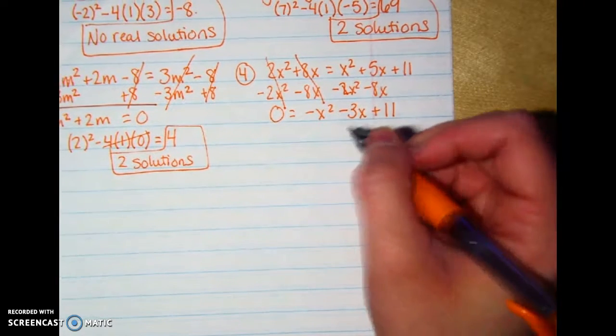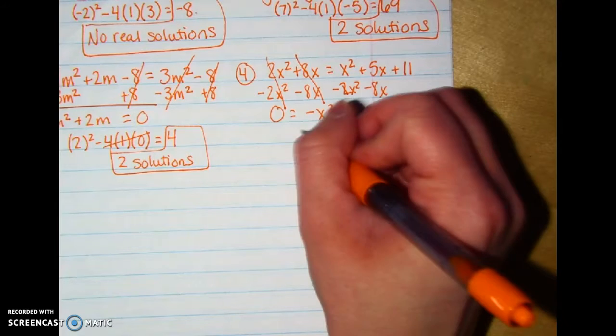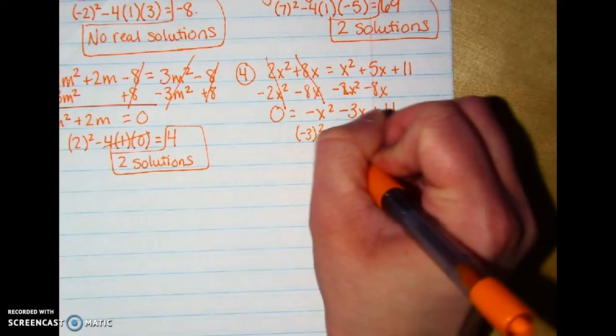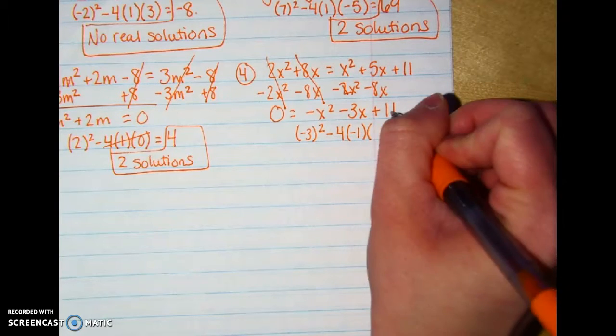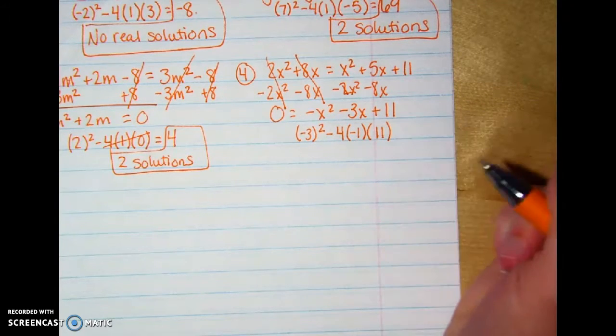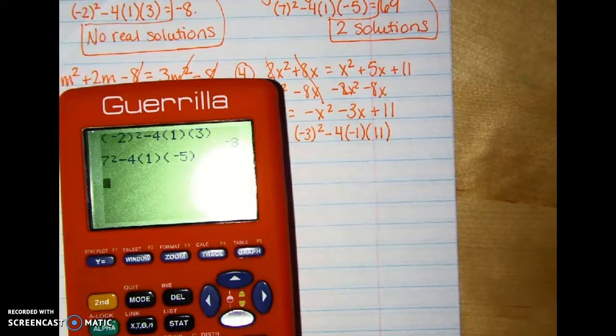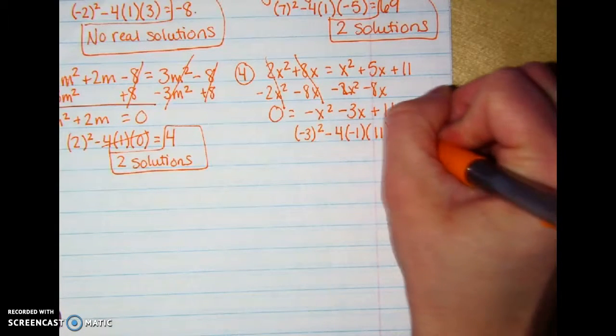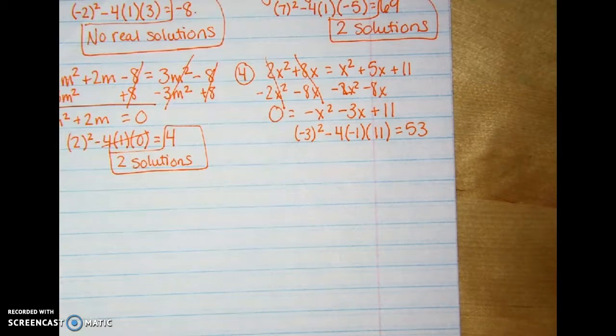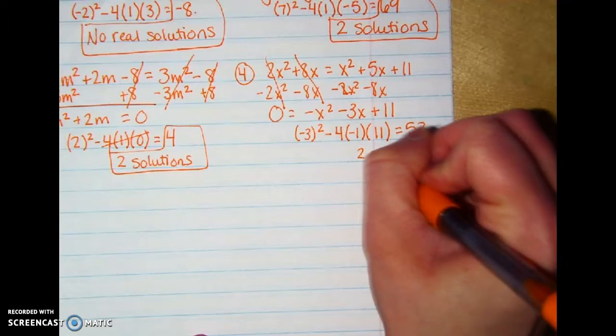Okay, now for b squared minus 4ac. b is negative 3, so make sure you put that inside parentheses. Minus 4 times a, which is negative 1. And c is 11. Type that into your calculator just like that, and I get 53. That number is greater than 0, so that means there are 2 solutions.